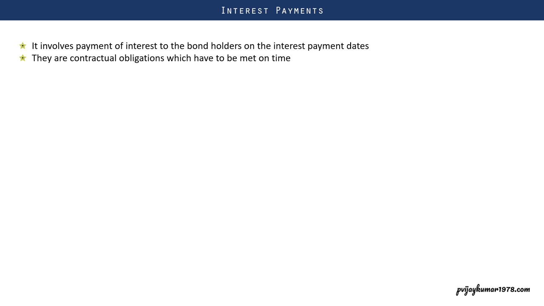Interest payments. It involves payment of interest to the bondholders on the interest payment dates. Failure to pay interest on time, including grace period if any, may result in default. Interest payments on most treasury dated securities are paid half yearly. Some corporate bonds may pay quarterly as well. Payment of interest is a contractual obligation and an important and common corporate action involving debt securities.